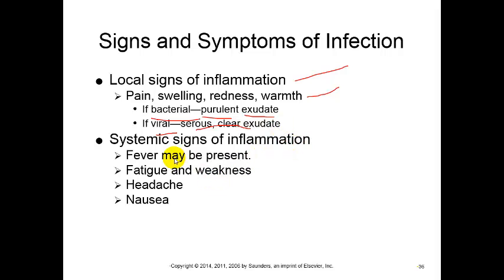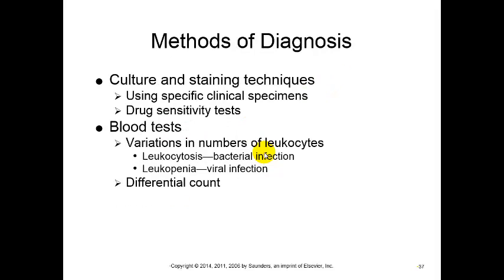Systemic signs: fever. Infection and fever go hand in hand. Fatigue and weakness. Think about getting the flu. Your fatigue, weakness, headache, and also nausea. Nausea is just a systemic sign too, with all kinds of different infections, whether bacterial, viral, fungal, or whatever. We see some of that.